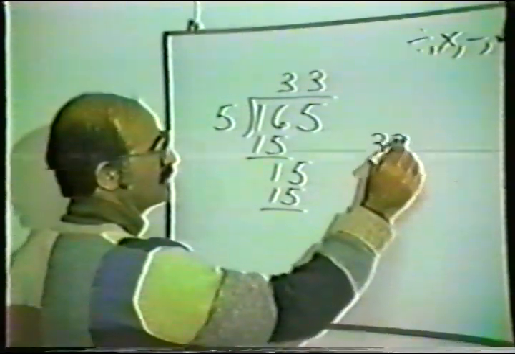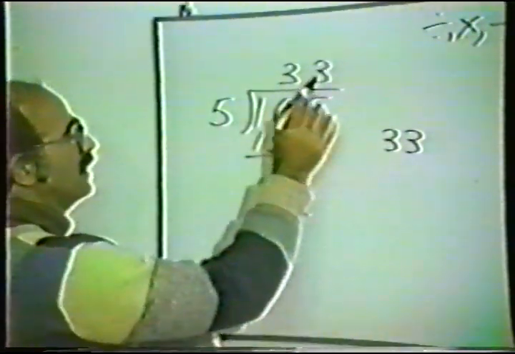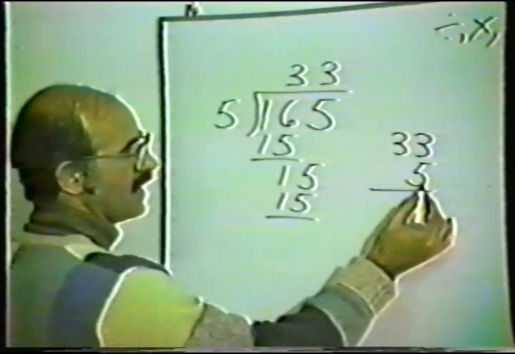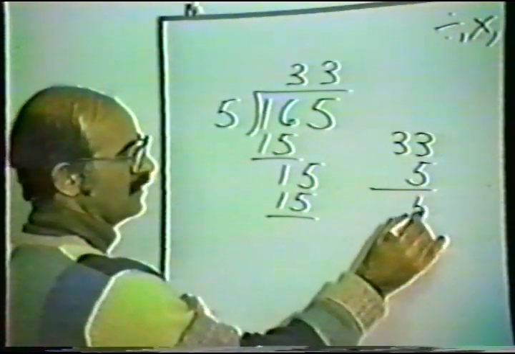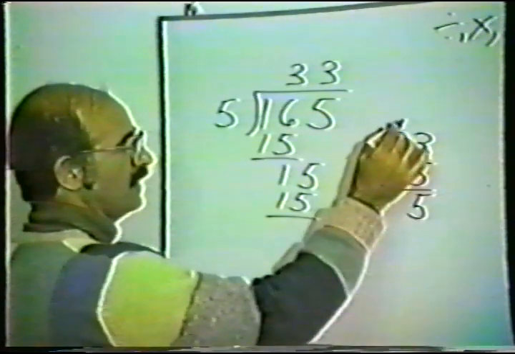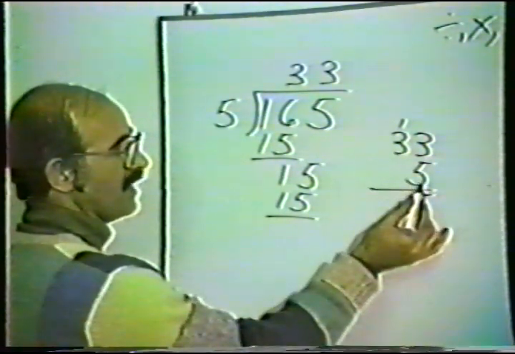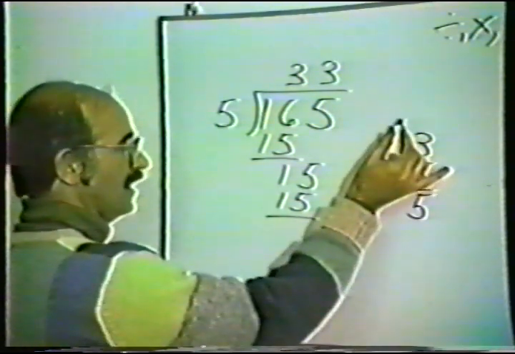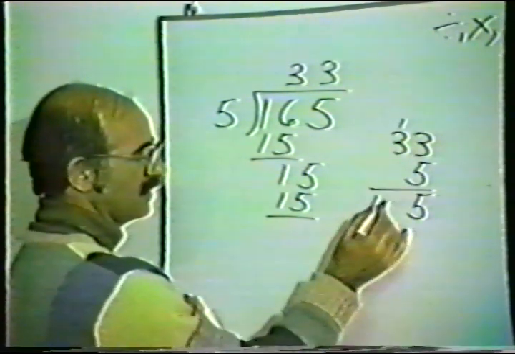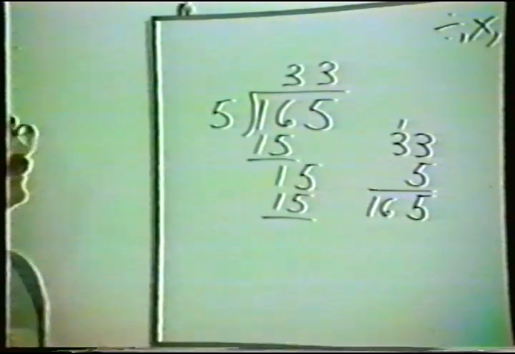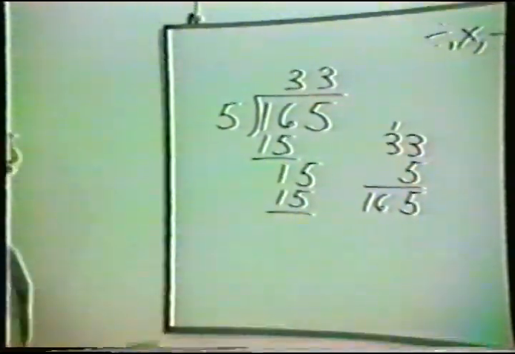And we do the check. 33 times the 5. 3 times 5 is? 15. Put down the 5, carry the 1. 3 times 5 is? 15. Plus the 1 is? 16. 165. It matches 165.